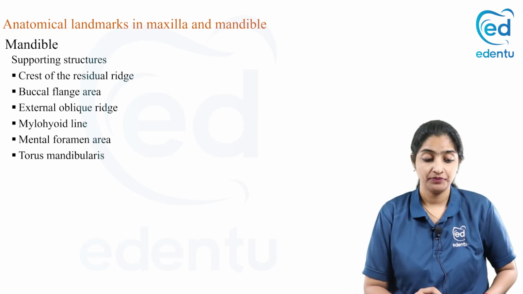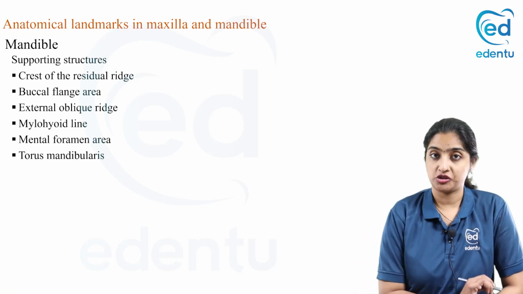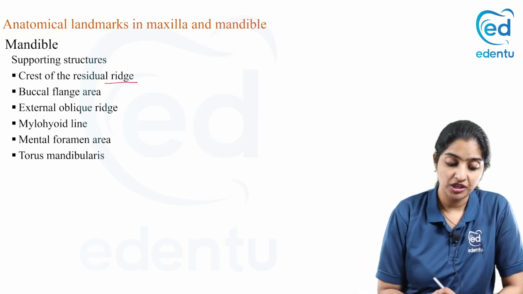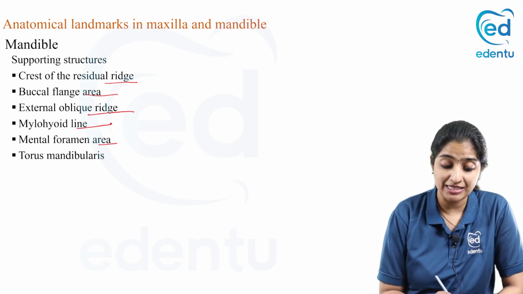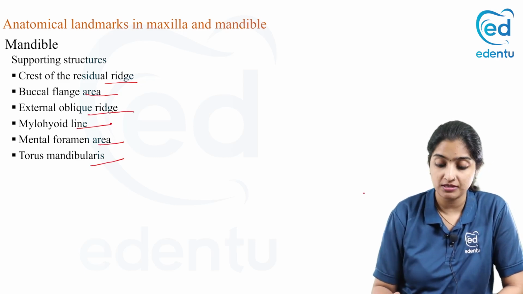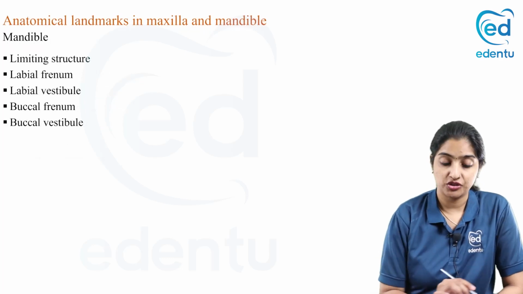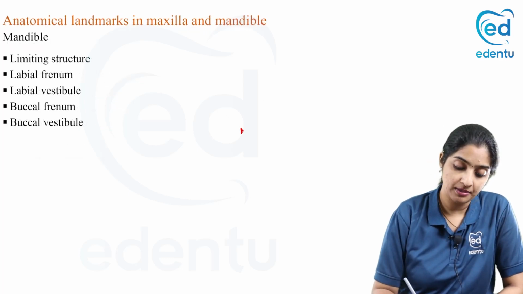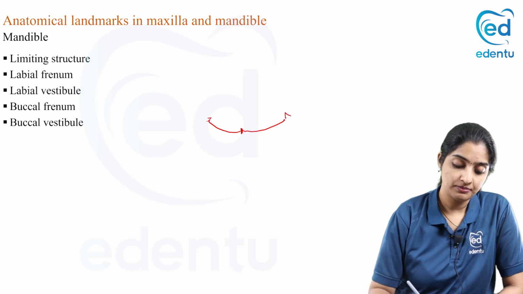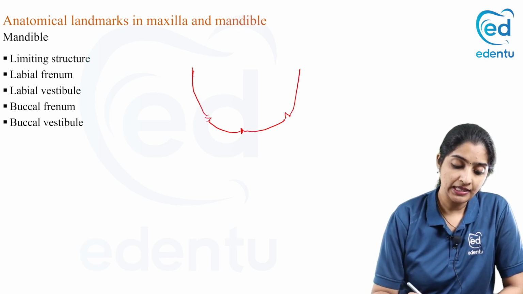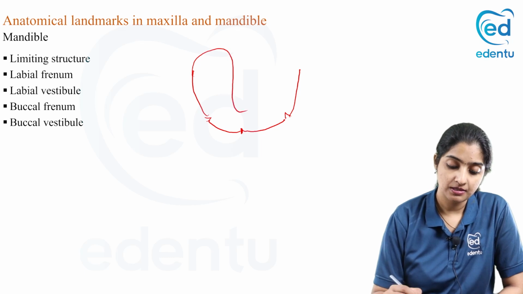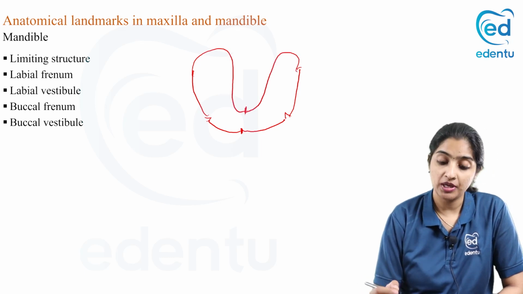Coming to the mandible, the supporting structures are the crest of the ridge, buccal flange area, external oblique ridge, mylohyoid line, mental foramen area and torus mandibularis. The limiting structures are again the labial frenum, the labial vestibule, buccal frenum, the buccal vestibule and the alveolo-lingual sulcus and the lingual frenum. Okay.